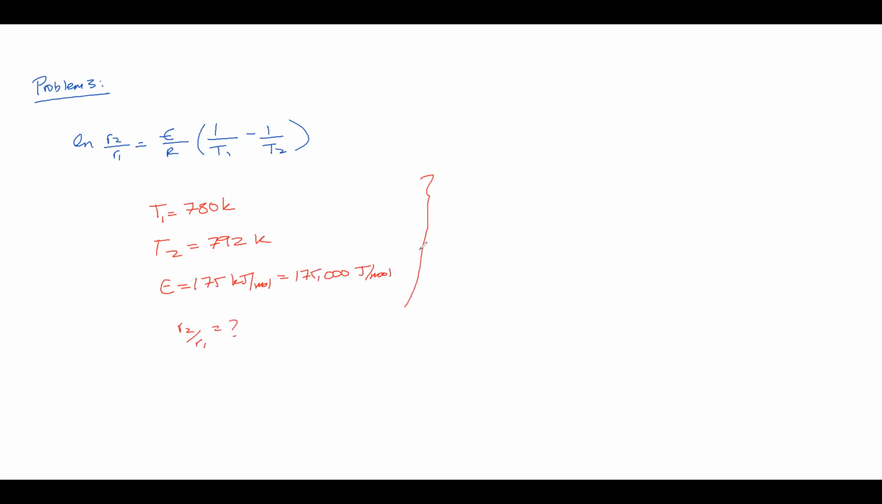And again, as you can see, very basic. So I have ln R2 over R1 is equal to 175,000 divided by 8.314, and just be careful of the units. 8.314 is joule per mole Kelvin. So 1 over temperature, temperatures have to be in Kelvin. So 1 over T1, which is 780, minus 1 over 792. The units of this guy here are 1 over Kelvin. Units of this guy here are joule per mole.